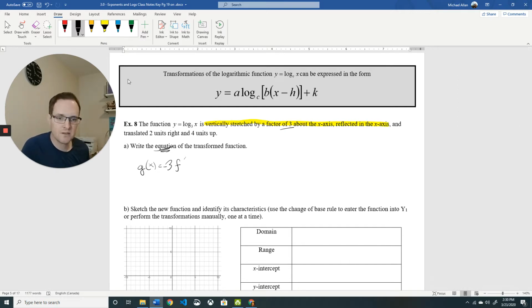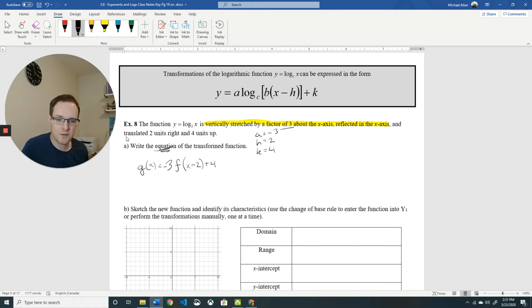So in here we have a translation 2 units to the right. So that's a -2 to the h value. The h value is actually +2. And 4 units up. So I'm just going to label out my h, which is +2, and my k value is 4.